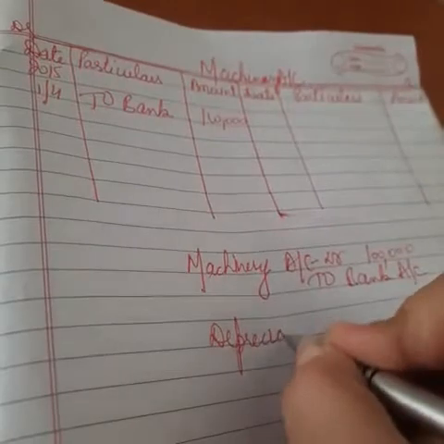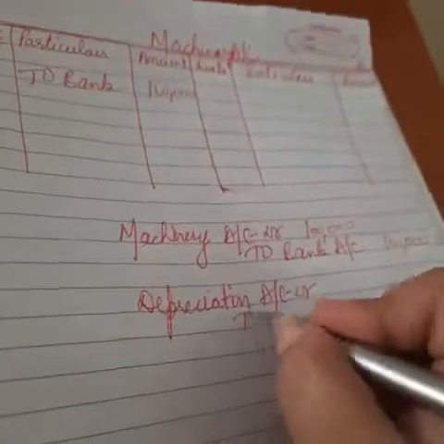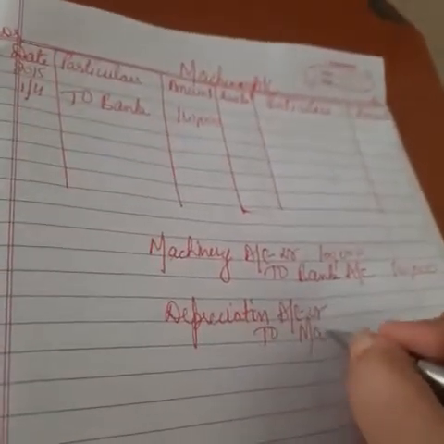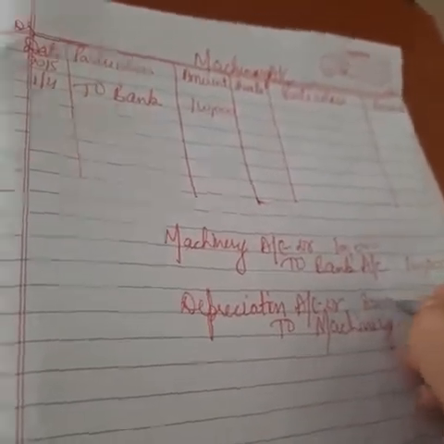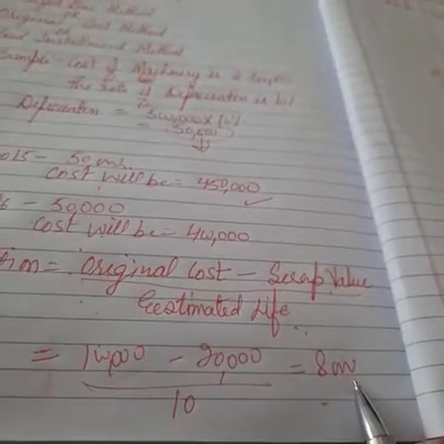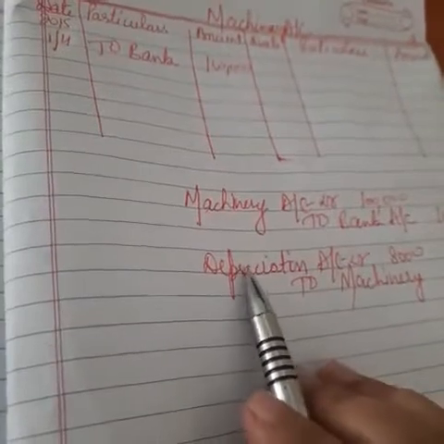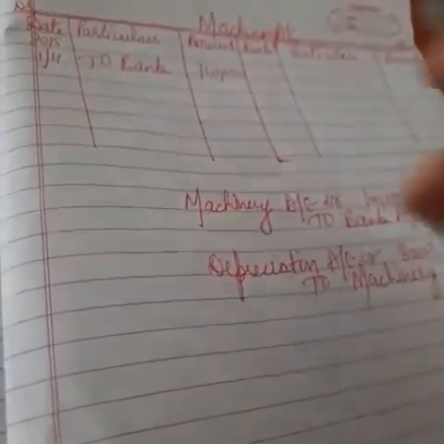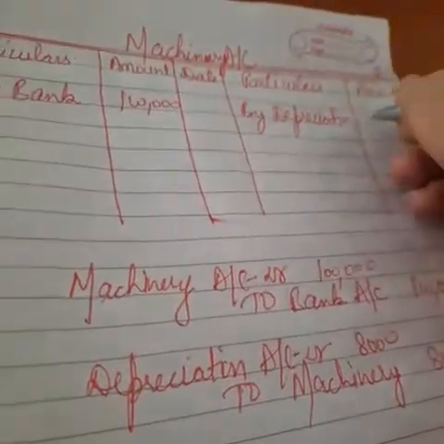Right? Now what is the journal entry for depreciation? It is depreciation account debit. See, if you know the journal entries, then it is very easy to maintain any account. So please clear your basics first. So the journal entry is depreciation account debit to machinery. Now what is the amount of depreciation we have calculated? See, 8,000. Right? Now we have to use here 8,000. Now see, if it is depreciation account debit to machinery, then in machinery account it will be written as by depreciation. What is the amount? 8,000.